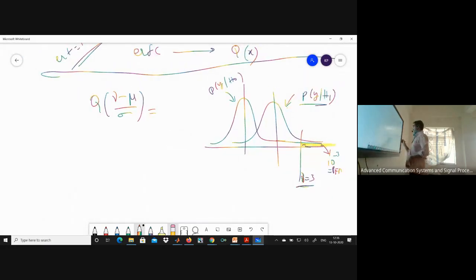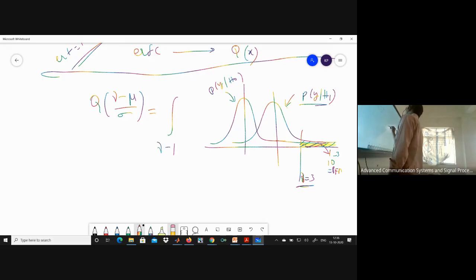Now I would like to calculate the area under this curve. Right tail probability I would like to calculate. So the right tail probability, if you would like to calculate, you should do one thing here. This one will be giving you the area under the curve.